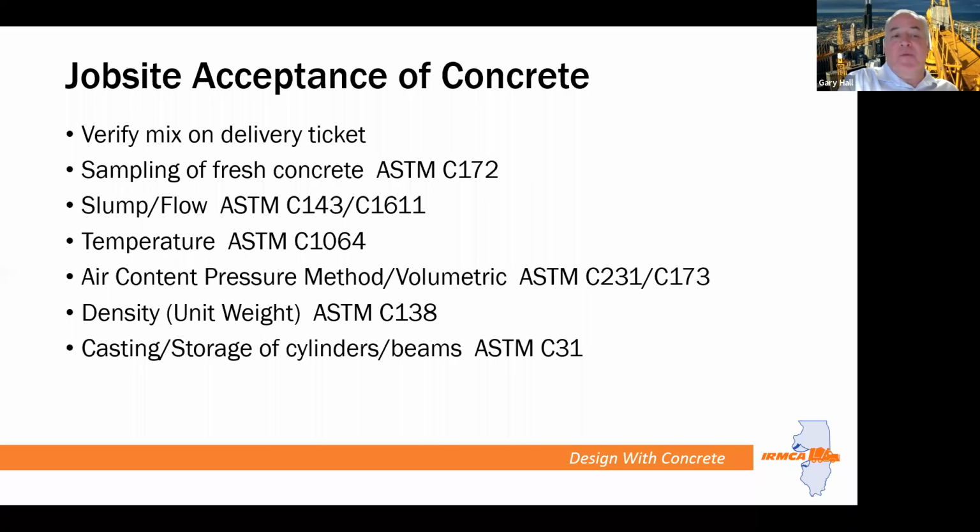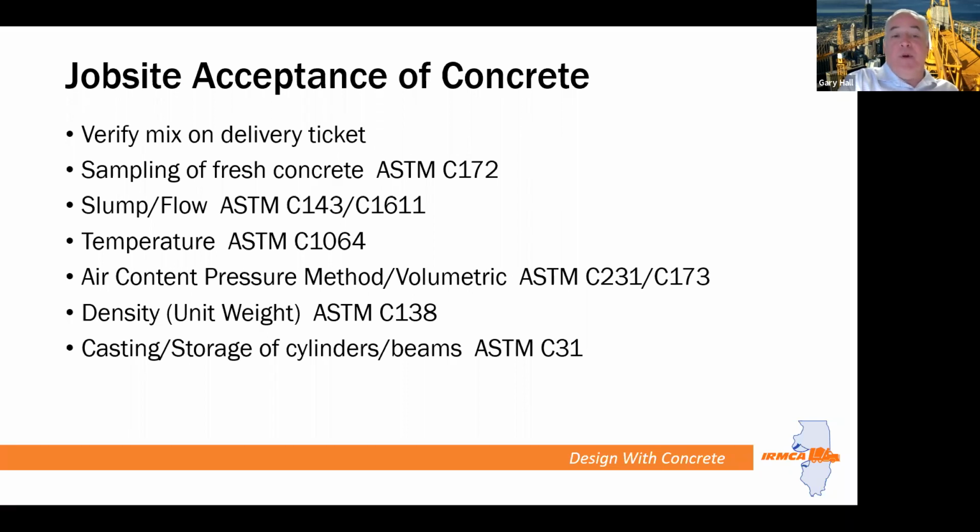We also test for slump or flow, which is a measure of the workability of the concrete. That's typically done to the nearest quarter inch, temperature to the nearest degree, and then we move on to air content for air entrained concrete, which is done either by the pressure method in the case of normal concrete, or the volumetric method in the case of lightweight concrete.